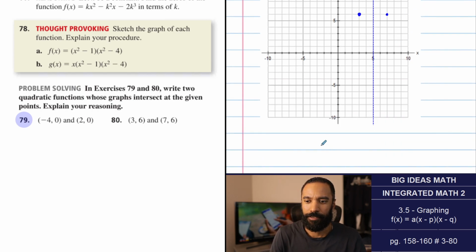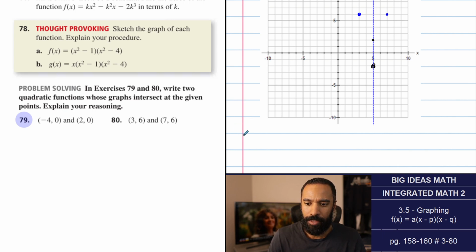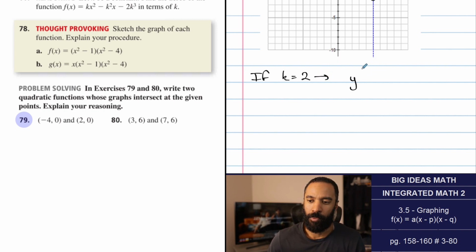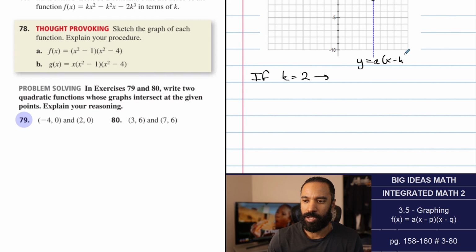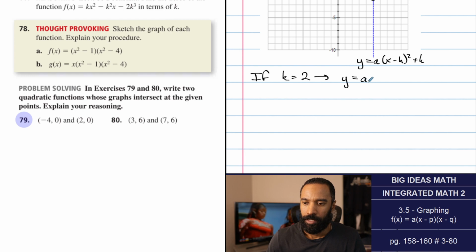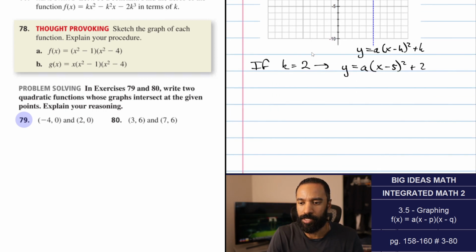Let's make up a k. How about if k equals... Let's see. I want to make good numbers. That'll be a good number and that'll be a good number there. So if k equals 2, keep in mind what we're using is y equals a times x minus h quantity squared plus k. I have an h value of 5, and I'll use a plus 2 here. I'm going to substitute in x, y. I'll use 3, 6.